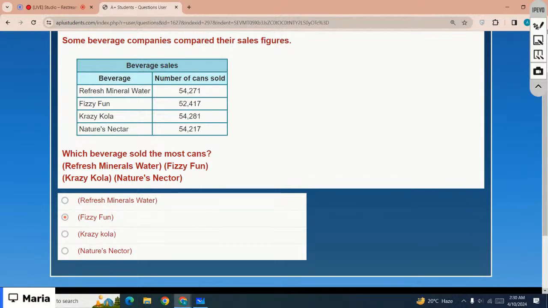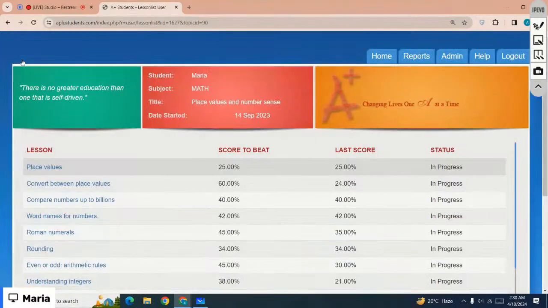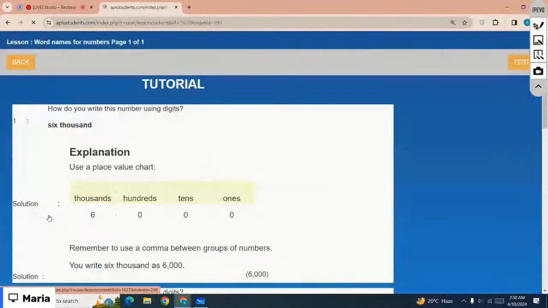Okay, you can complete the lesson by yourself later today. Let me just move on to the next lesson. Fizzy Fun it is. Word names for numbers. Let's just start with the next lesson.